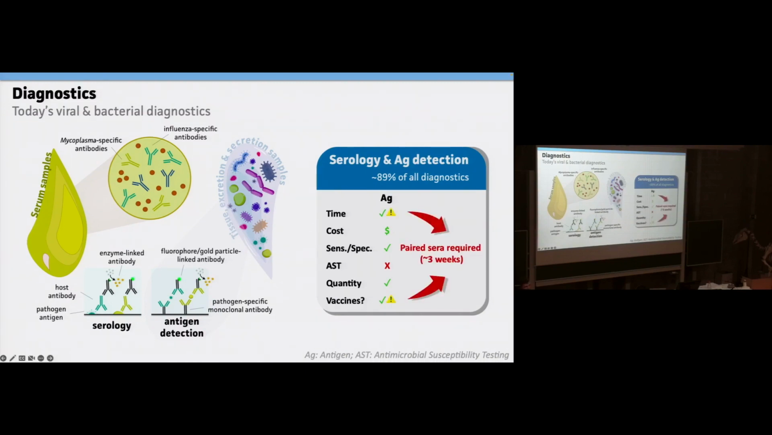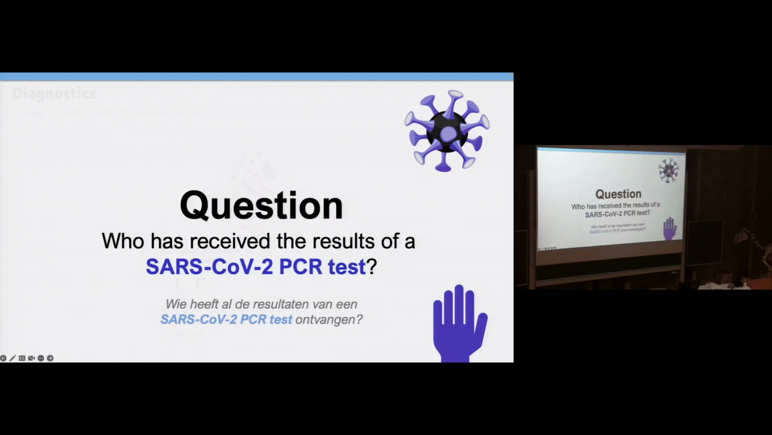Now, a little remark here. If we want to detect the vaccination status of an animal, we actually need to make sure that we have paired sera here. This takes about 3 weeks. That means you require 3 weeks before you can actually determine if you have an ongoing infection or you're actually detecting the vaccine itself.